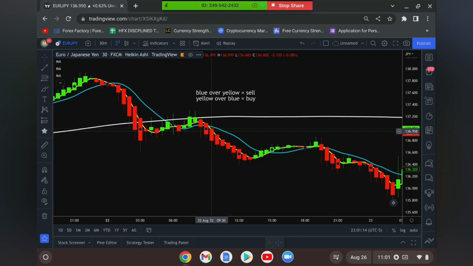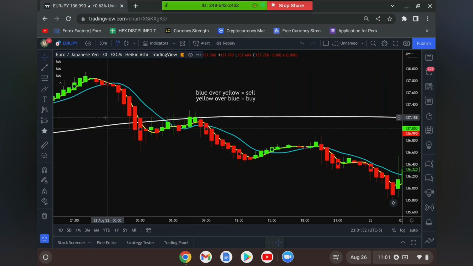Now, you guys, I would not just let it cross and say, oh, I'm going to get in. No, I want it to cross and I want this candle to close. Once this candle closes, that lets me know that this thing is now solidified and it is stuck, okay? The cross is official at that point, okay?